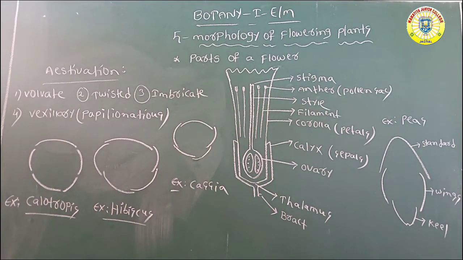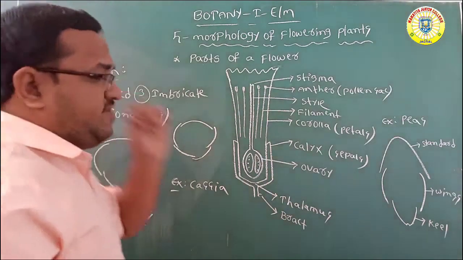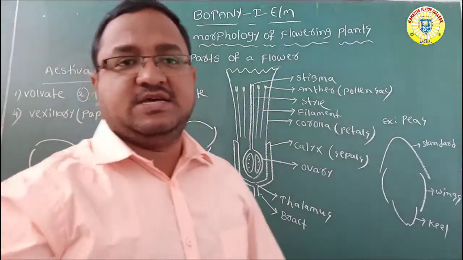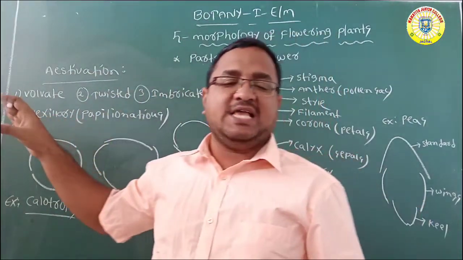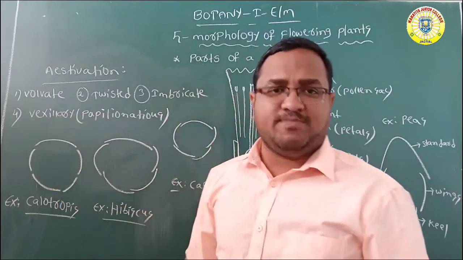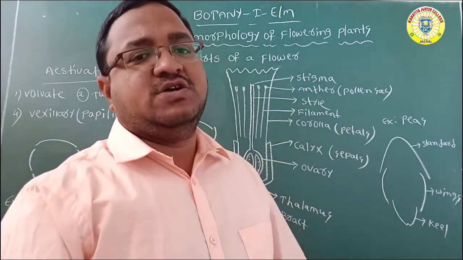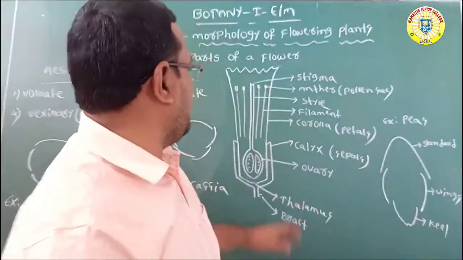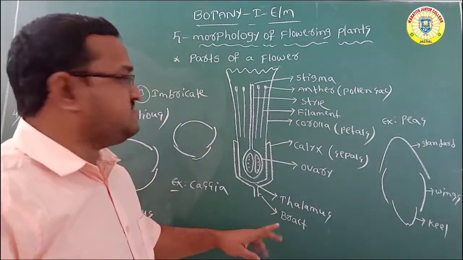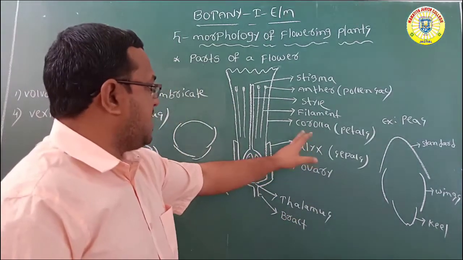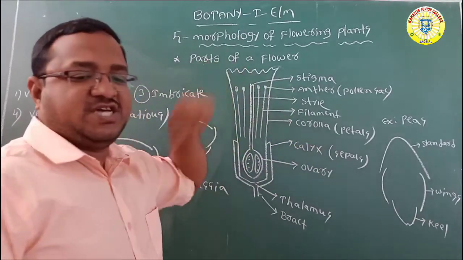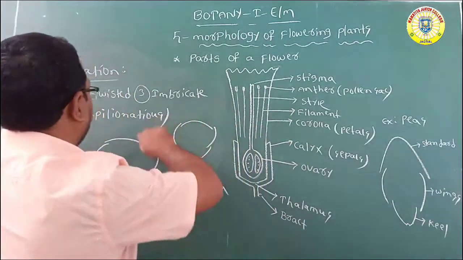So these are all the different types of aestivation we discussed in today's class. What is aestivation? The arrangement of sepals or petals in the floral bud is called aestivation. So far we completed two floral parts, calyx and corolla, and aestivation. Now the third one, androecium.